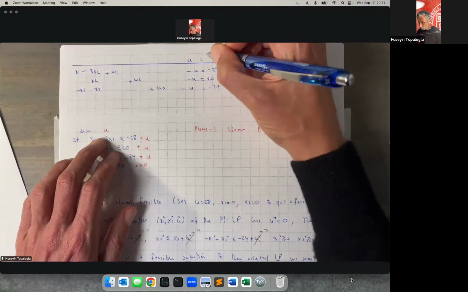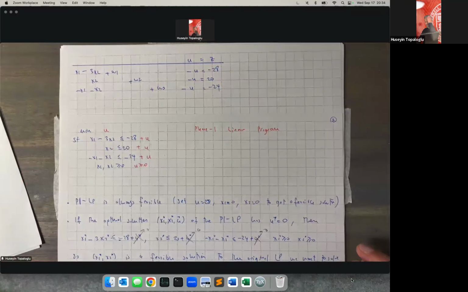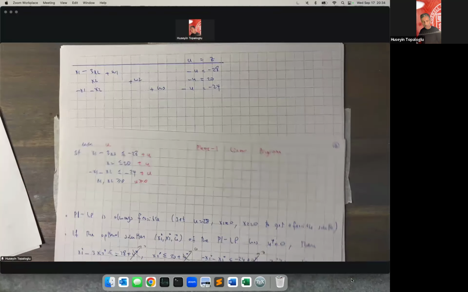And in the objective function, we're minimizing u. Okay, so this is how we get started to solve the phase 1 linear program.